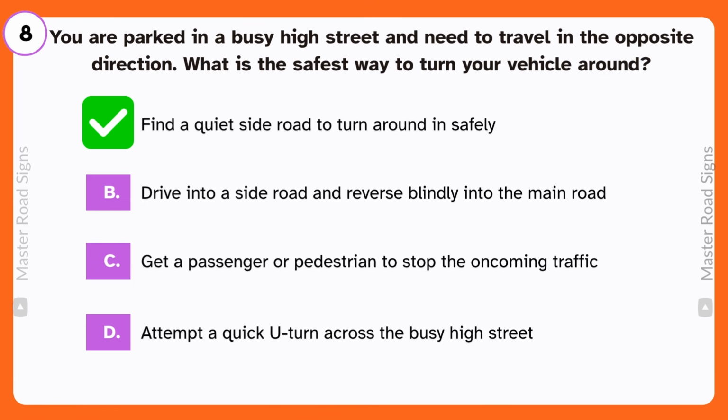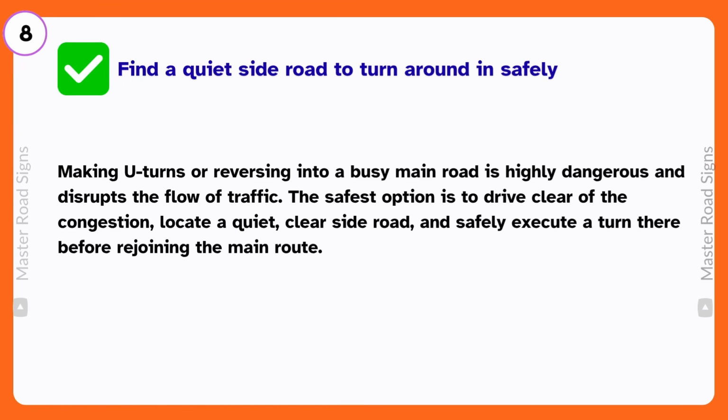Correct answer is option A. Find a quiet side road to turn around in safely. Making U-turns or reversing into a busy main road is highly dangerous and disrupts the flow of traffic. The safest option is to drive clear of the congestion, locate a quiet, clear side road, and safely execute a turn there before rejoining the main route.